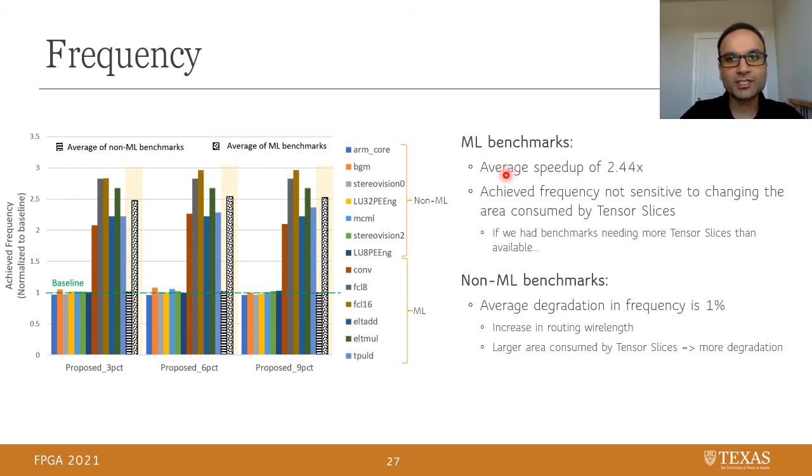For ML benchmarks, we saw an average speedup of 2.4x. That was because the paths across the various blocks in the FPGA in the baseline case were now absorbed inside the tensor slice. The achieved frequency for these ML benchmarks was not sensitive to changing the area consumed by tensor slices as well. For non-ML benchmarks, we saw an average degradation of about 1%, which is very low. That was because of the increase in routing wire length, because now tensor slices are in the way of routing. And as the area consumed by tensor slices increased, slightly more degradation was observed.